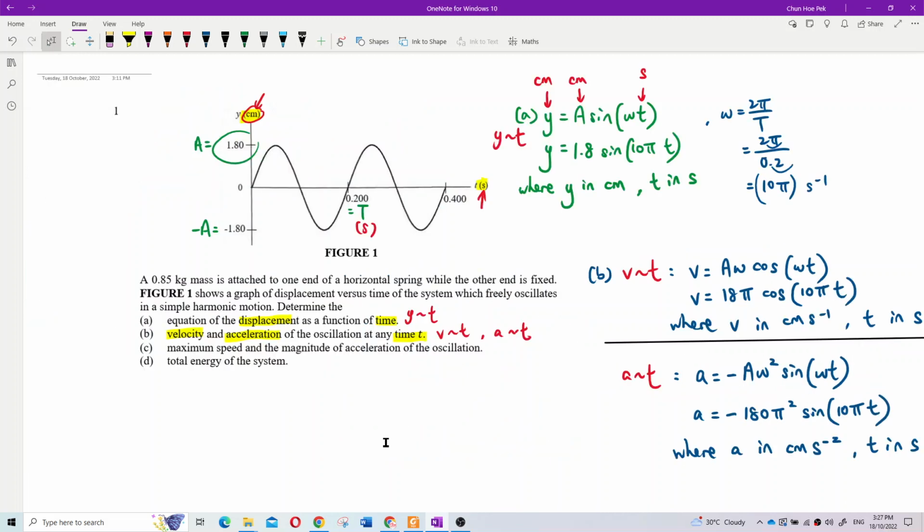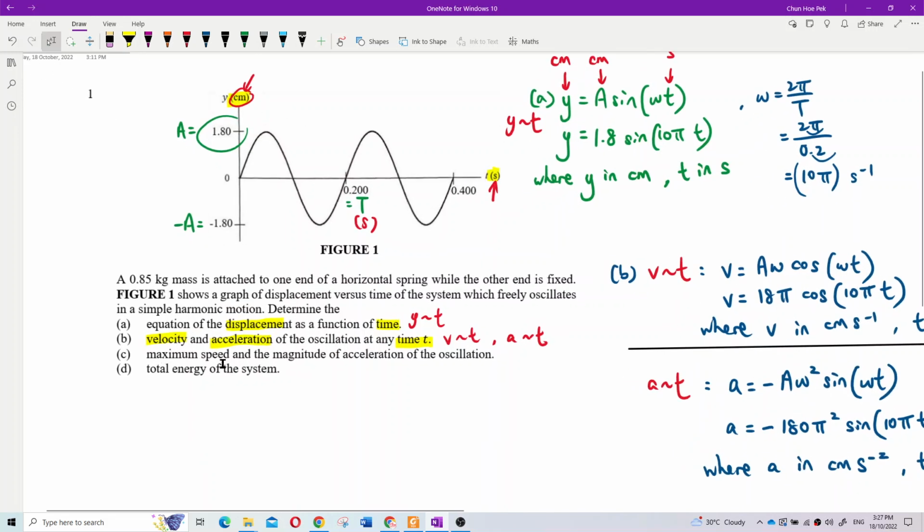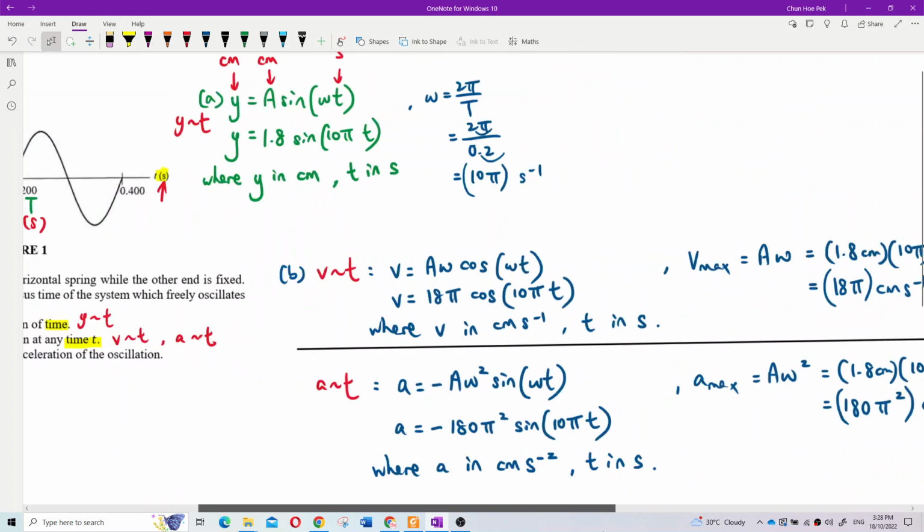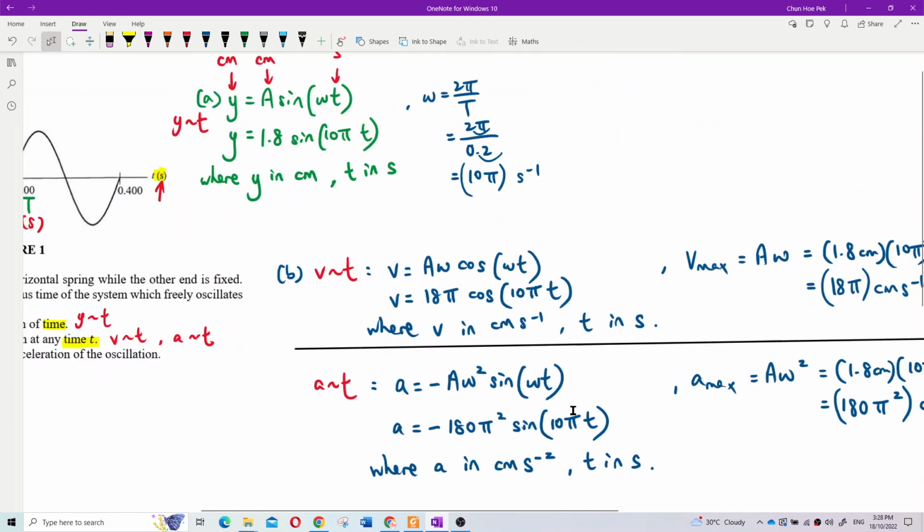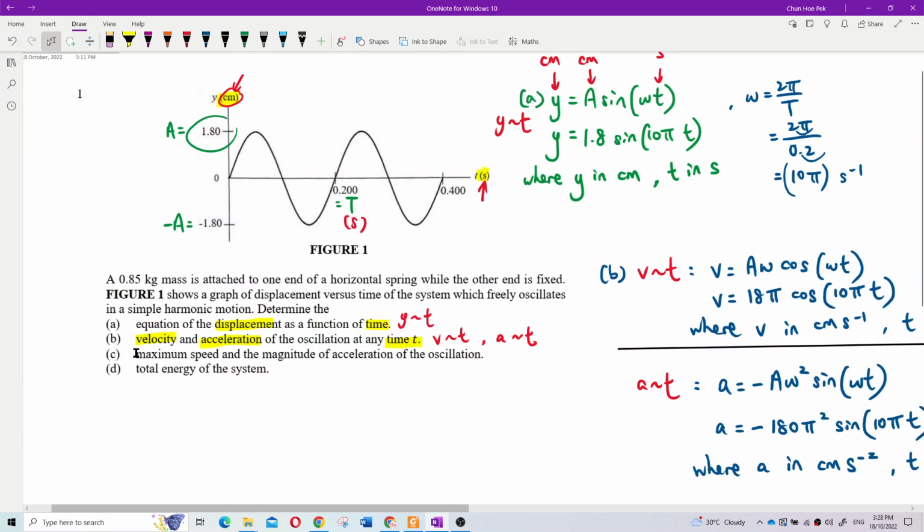Okay, it's recording. Now I want to find the maximum speed and magnitude of acceleration of the oscillation. That means the maximum acceleration also, I think. Because acceleration changes all the time, it changes with time. You give me the time, I can find the acceleration. So what he wants here is the maximum speed and maximum acceleration.